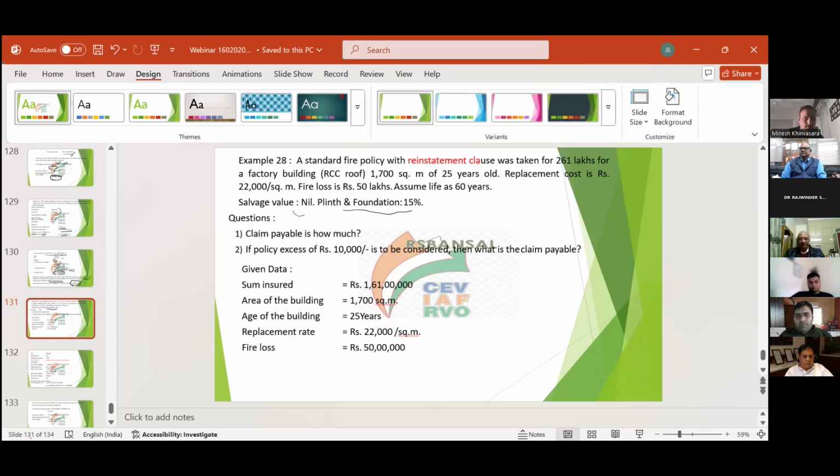First thing you have to calculate is how much the claim payable is, and if the policy excess of 10,000 is to be considered, then what is the claim payable?